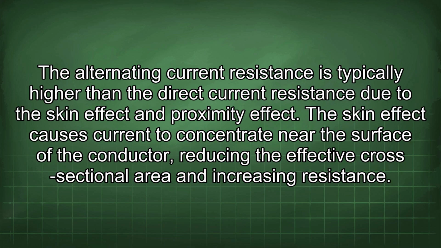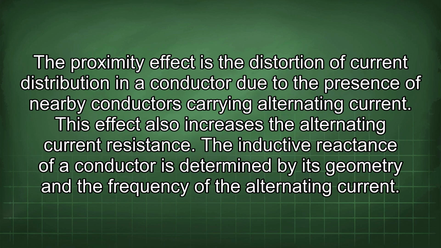The alternating current resistance is typically higher than the direct current resistance due to the skin effect and proximity effect. The skin effect causes current to concentrate near the surface of the conductor, reducing the effective cross-sectional area and increasing resistance. The proximity effect is the distortion of current distribution in a conductor due to the presence of nearby conductors carrying alternating current. This effect also increases the alternating current resistance.